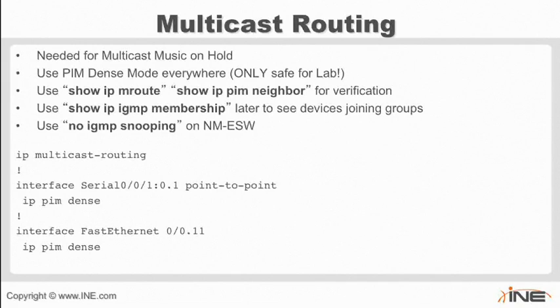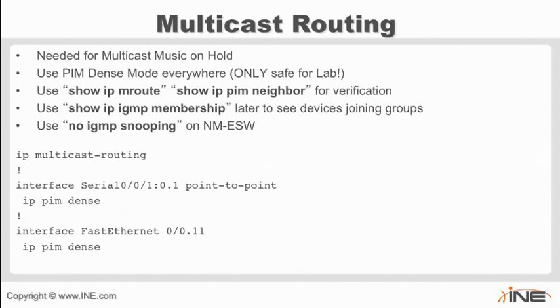We just need to make sure that we have CCM Manager music on hold configured on any IOS router, and we'll talk about that when we get to media resources. But for the multicast portion, we can do no ip igmp snooping on either the Ethernet switch module in the router IOS, or the Catalyst IOS, if we wish to turn it off just to avoid any possible troubleshooting.